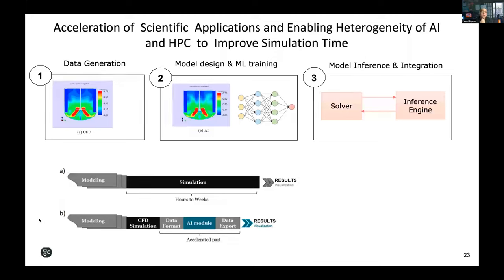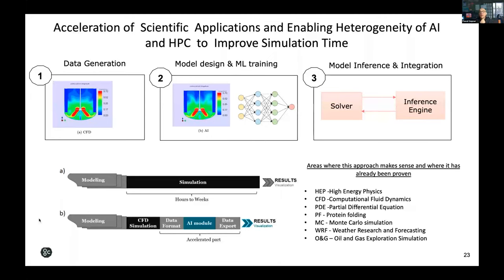We all on this call probably observe the same trend in every center, and the RAISE consortium is the best example that the scientific community is looking at this type of approach very heavily. You already described how many models you are trying to deploy and what areas of research people are looking at. The areas where we observe this approach can be applicable include high energy physics, computational fluid dynamics, partial differential equations, protein folding, and everything with Monte Carlo simulation is probably a great example. Weather forecast simulation or oil and gas exploration are also good candidates for this approach.